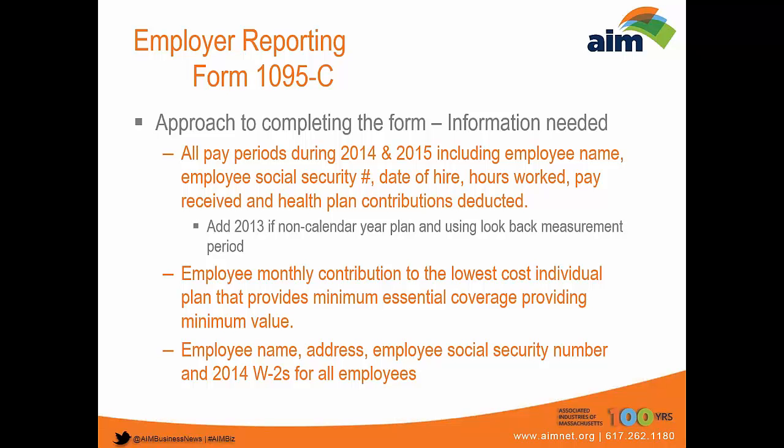So I'm going to give a more detailed answer than that. If for the months of January through December of 2014, you averaged 50 or more full-time plus full-time equivalent employees, then you were what's called an applicable large employer for 2015, and you have to fill out these forms. So if you average 50 or more employees for all months in 2014, then you have to fill out the forms for 2015, which you filed in 2016.